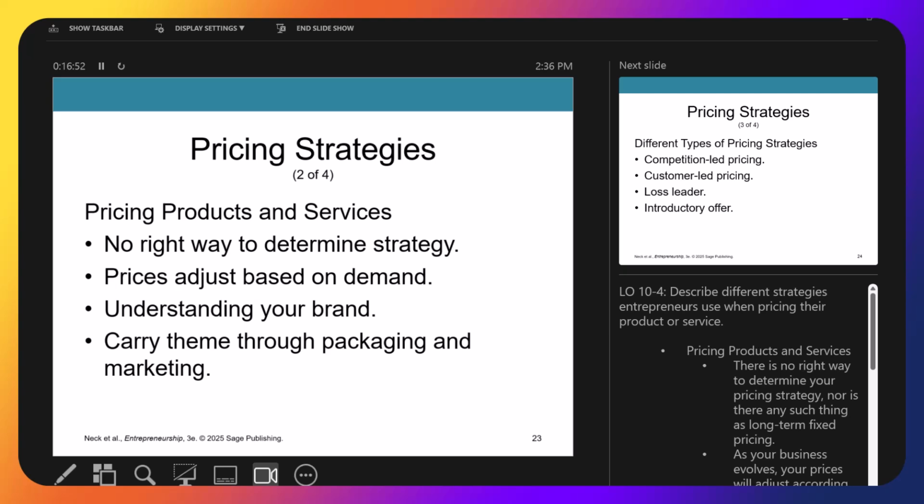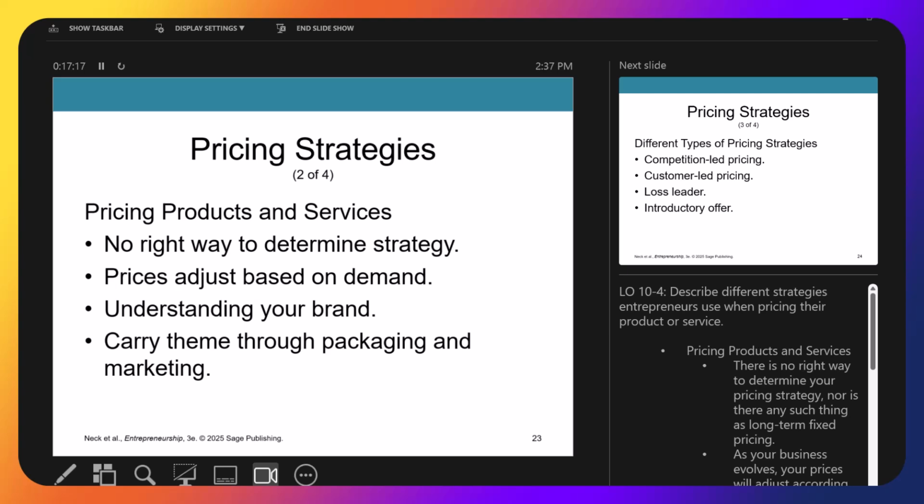Prices adjust based on demand. Well, supply and demand. If there's a big supply for something, and if there's a big demand for something, prices will go up. If there's a slow demand or a low demand for something, prices go down. That's just how it's always been. The market dictates. It's always been that way, and it always will be.